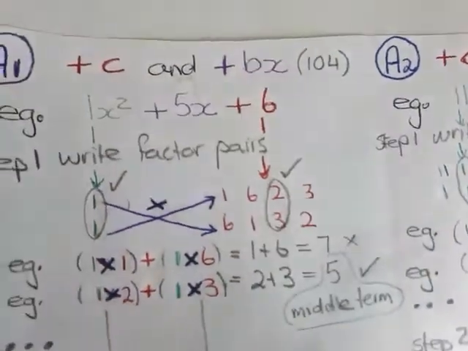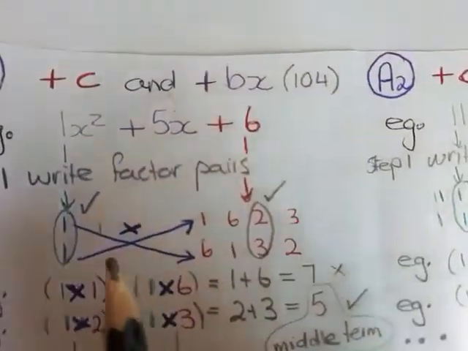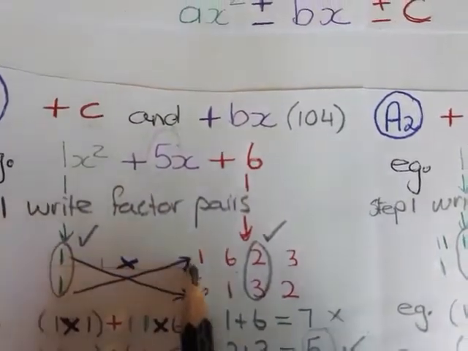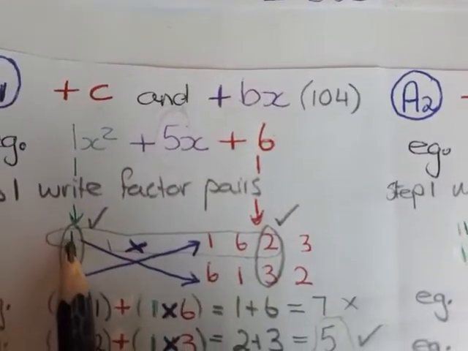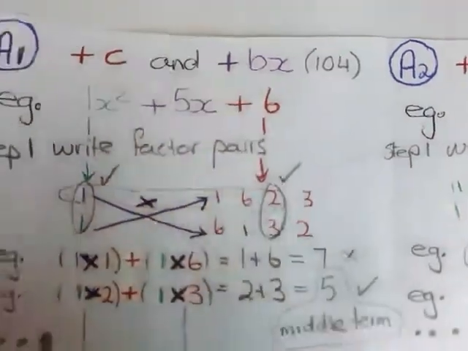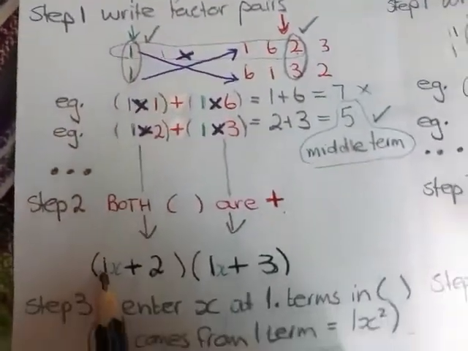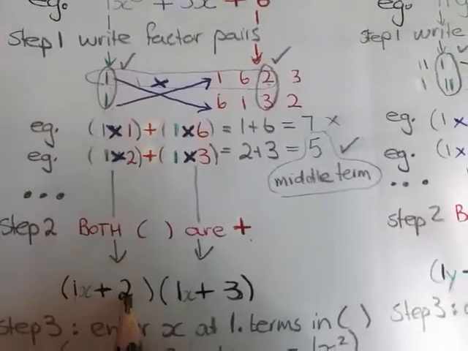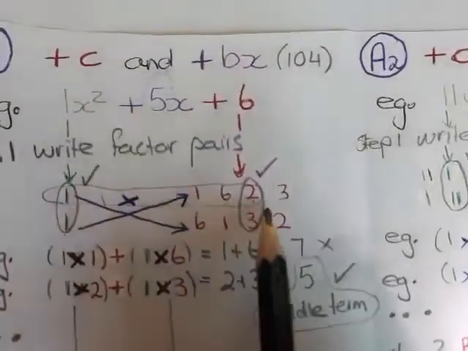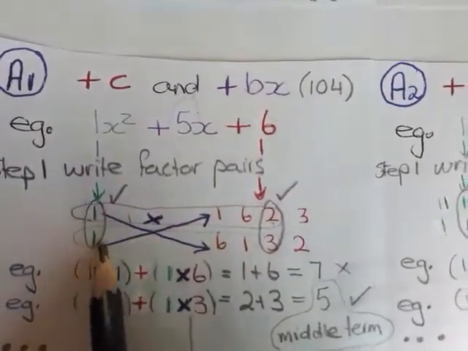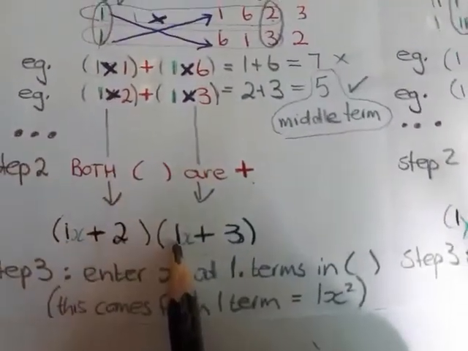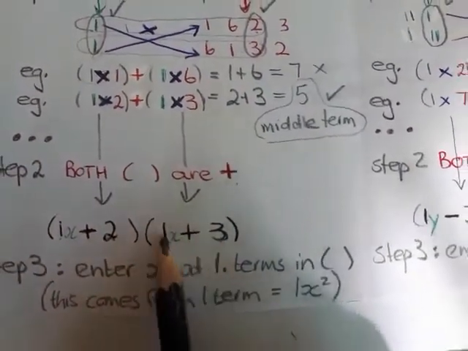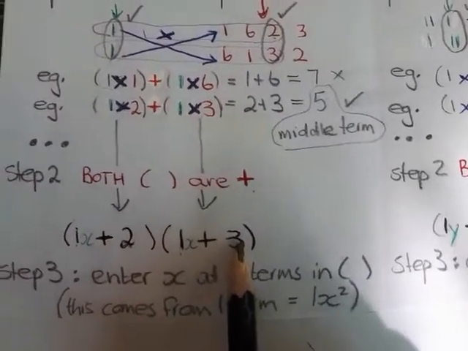And now important, write into your brackets the numbers that stand next to each other. So here I've got a 1 and there I've got a 2. So I write into my bracket a 1 and then I write a 2. Okay, and then my second factors is 1 and 3. I write in my second bracket 1 and 3.